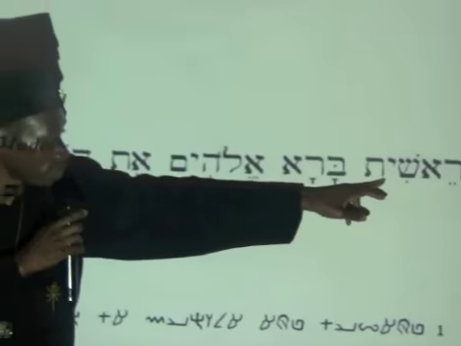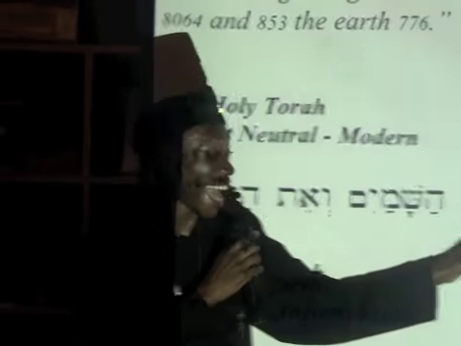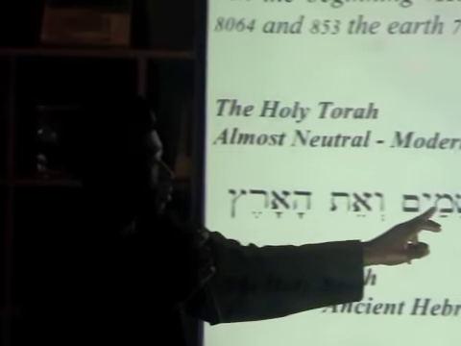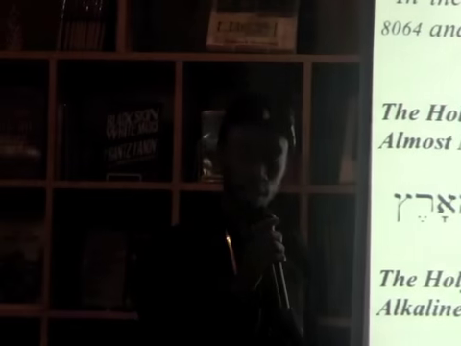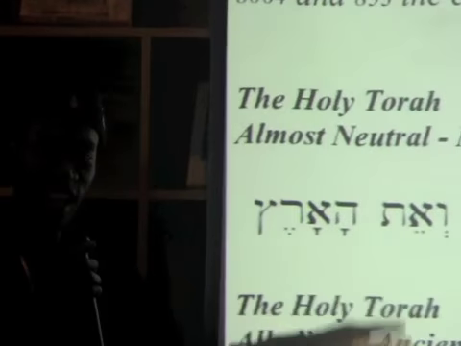Barashit. Bara. Elohim. Et. Hashamayim. That's how you do it. Va'et. Ha-eretz. There you go. That's how you will pronounce that. You'll probably pass out after two verses. So there you go: in the beginning, God created the heaven and the earth. That's it in the ancient Hebrew.